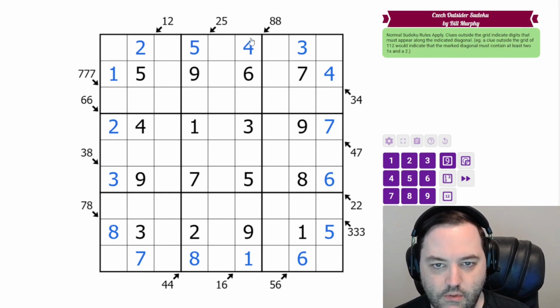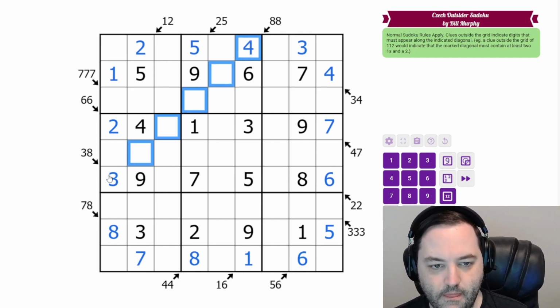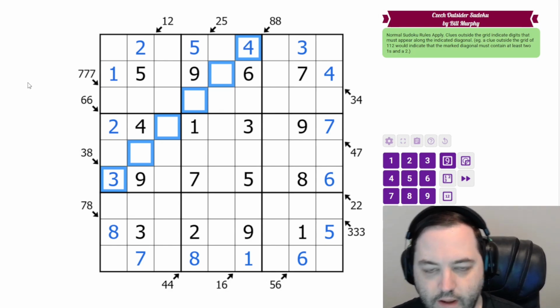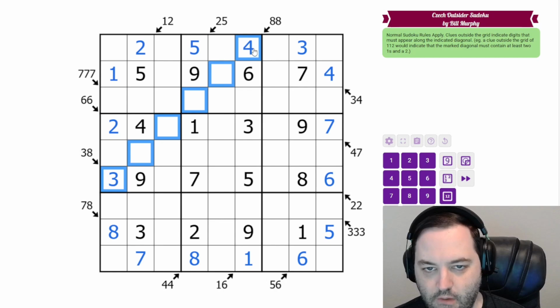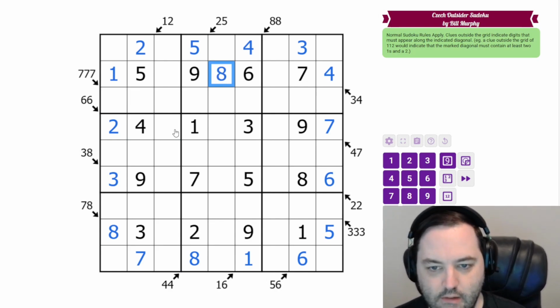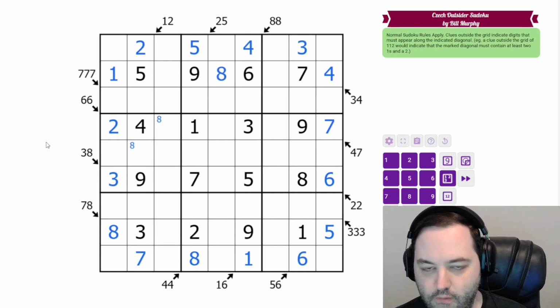Okay, let's go to the 6 cell. So along this diagonal, we need 2 8s. And you'll notice the cells on this diagonal only enter 2 boxes. So we are going to need an 8 in box 2 and an 8 in box 4. Well, in box 2, we can't put an 8 there. There's already a 4. And there's also an 8 down here, ruling 8 out of this cell. So this is our 8. And then we need 8 in one of these 2 cells.